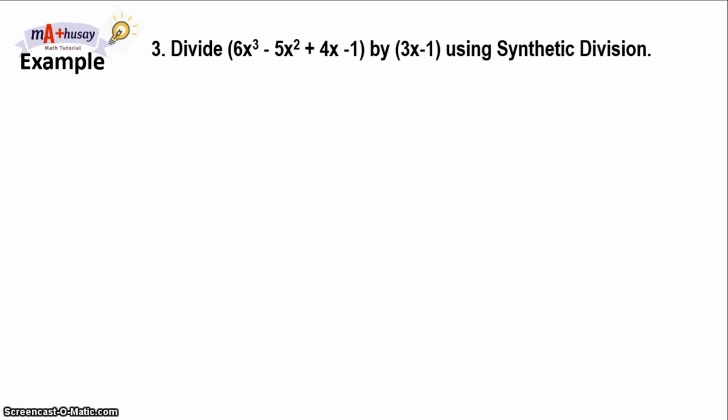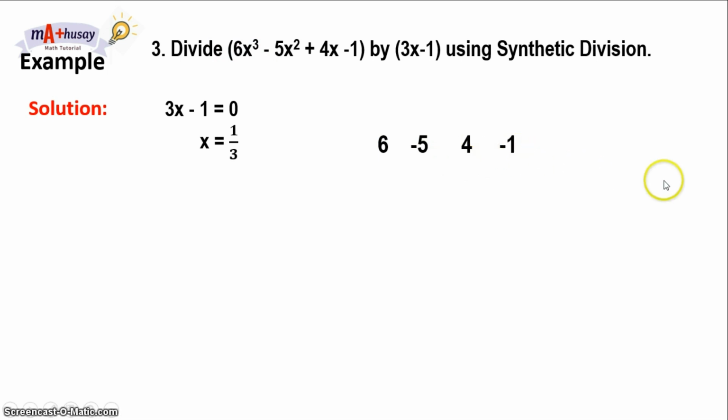Let's take the last example. Divide 6x cubed minus 5x squared plus 4x minus 1 by 3x minus 1 using synthetic division. First thing that we have to do is equate the divisor equal to 0. 3x minus 1 equal to 0. And solve for x. Now, x is equal to 1/3, right? Now, we list down the numerical coefficients of the dividend. So, the numerical coefficient of 6x cubed is 6, then followed by negative 5, positive 4, and negative 1.